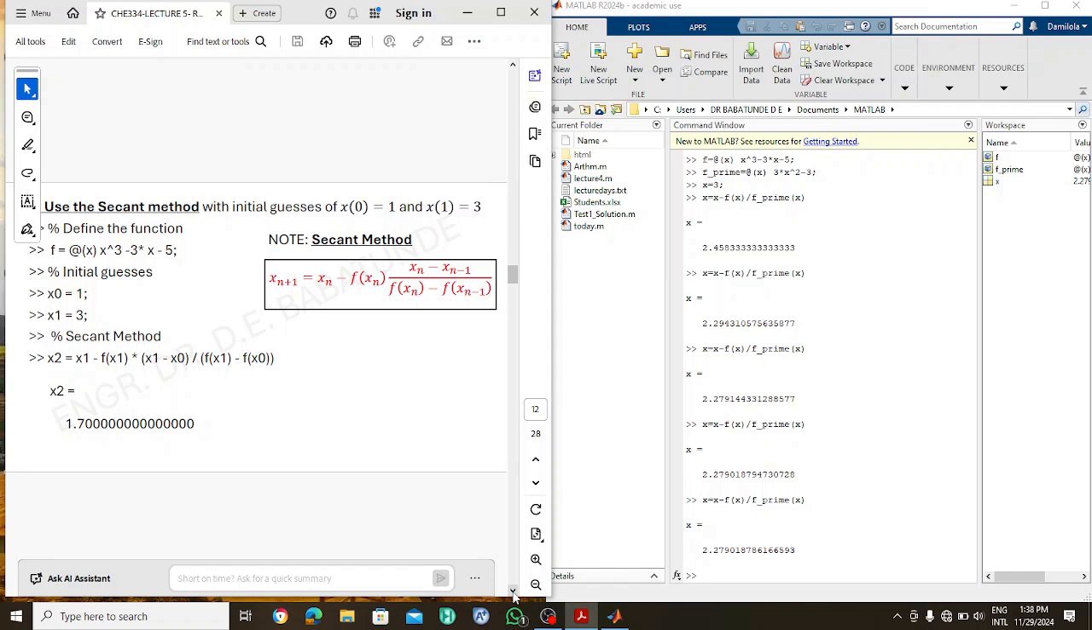One of the differences is that we are going to be having two guesses to use the second method. So the guesses are 1 and 3. So x0 is 1, x1 is 3. So what we are looking for is our x2. The refined value is our x2. So based on this formula, we will say that our x2 is equal to what? Based on the formula on the board, x2 is equal to what?